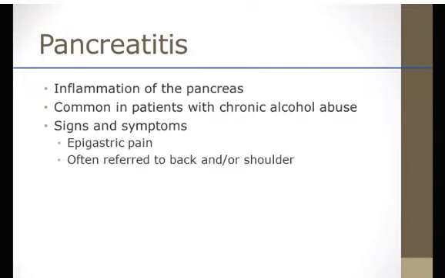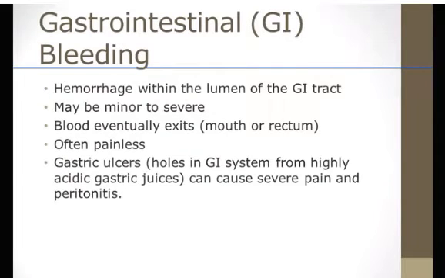Pancreatitis is the inflammation of the pancreas, and this is not all that uncommon. It's very frequent in patients that are chronic alcoholics or have a history of alcohol abuse. It presents with upper gastric pain, and oftentimes this pain is referred clear through to the back or the shoulders. So oftentimes the patients will tell you they have back pain with this. Now, are we going to know that pre-hospital? Probably not, but we can make a good guess.